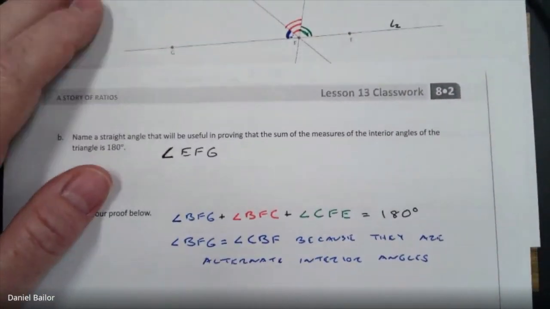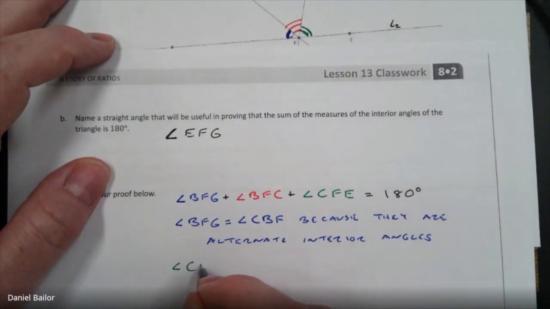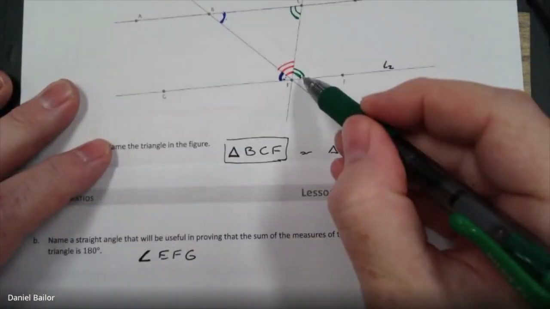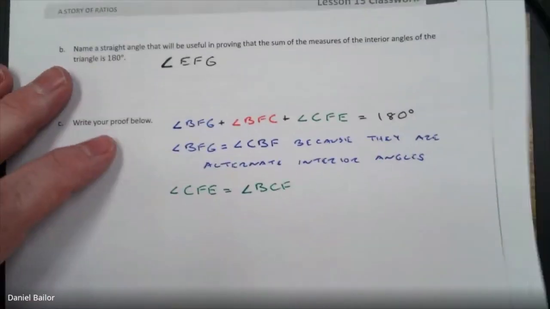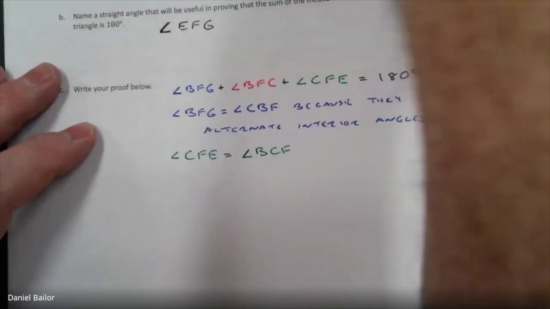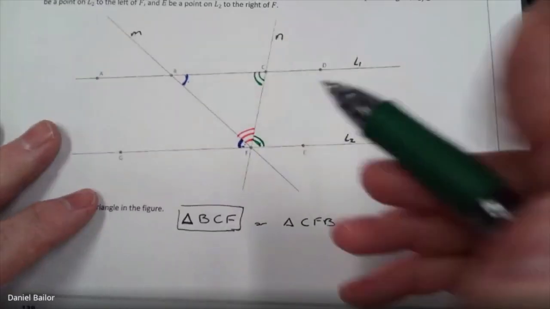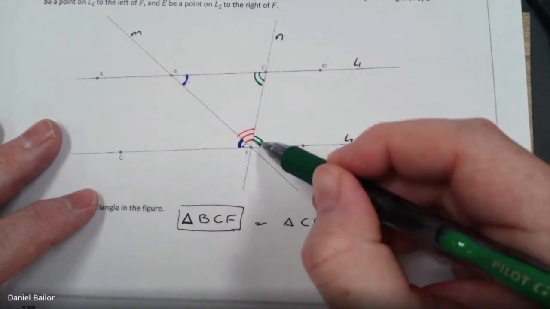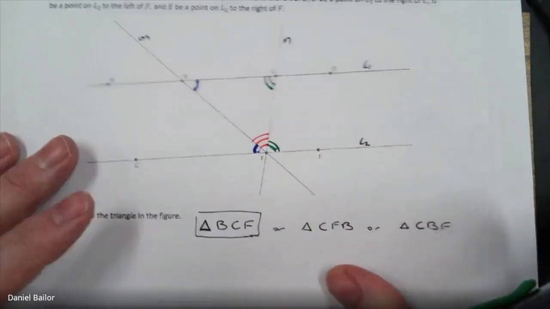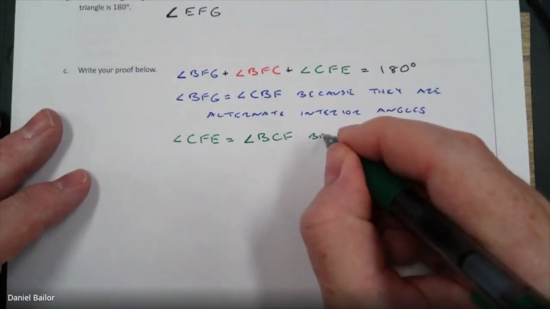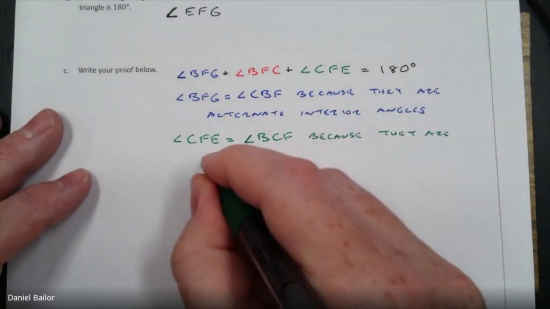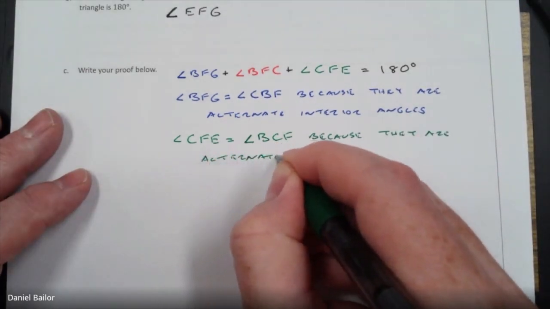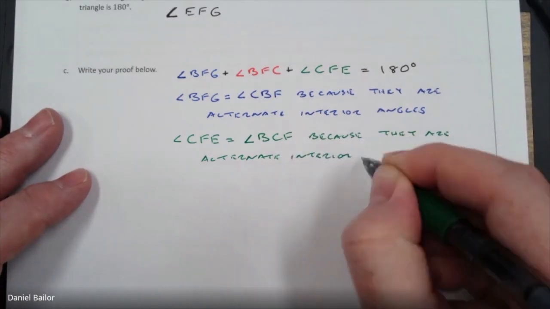I know that my green angle, angle CFE, right here, equals angle BCF. I know that angle CFE equals angle BCF right here. CFE, this green one, and this green one are equal, again, because they are alternate interior angles.